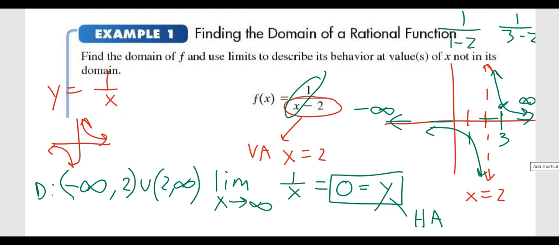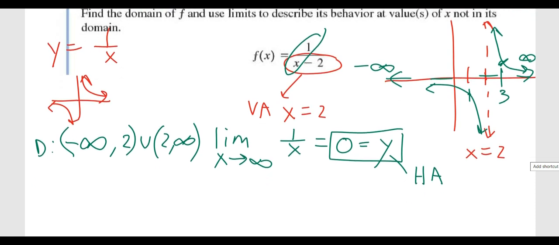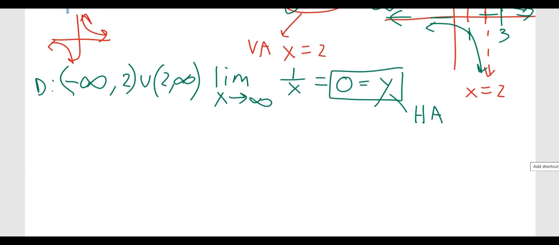Describe its behavior. Okay, so we are being told to write limits for this. How many limits do you need for a discontinuity? We need 3, thank you very much. Can you describe them for me? That would be end behavior. We're not talking about end behavior. We're talking about the discontinuity at x equals 2. We need 3 limits. Can you describe them for me?